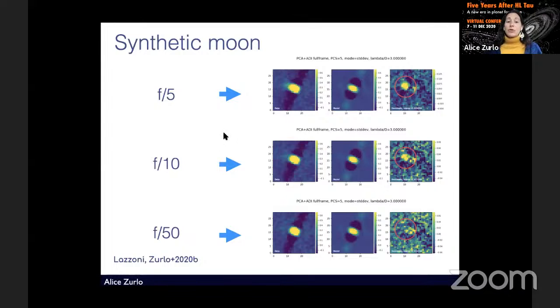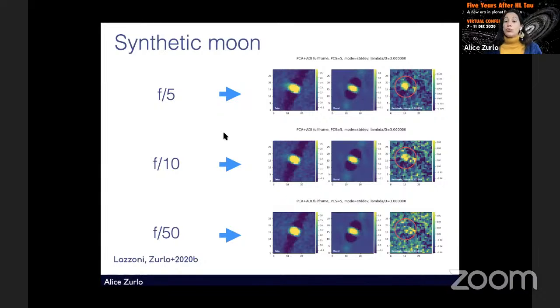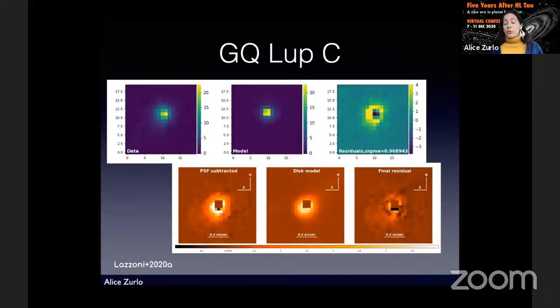So it really depends, as you can see here, on the contrast, the flux difference between the planet and the companion. But in principle, we are able to retrieve signal from an exosatellite if it is bright enough. And I just want to mention a couple of results that we had from this technique.